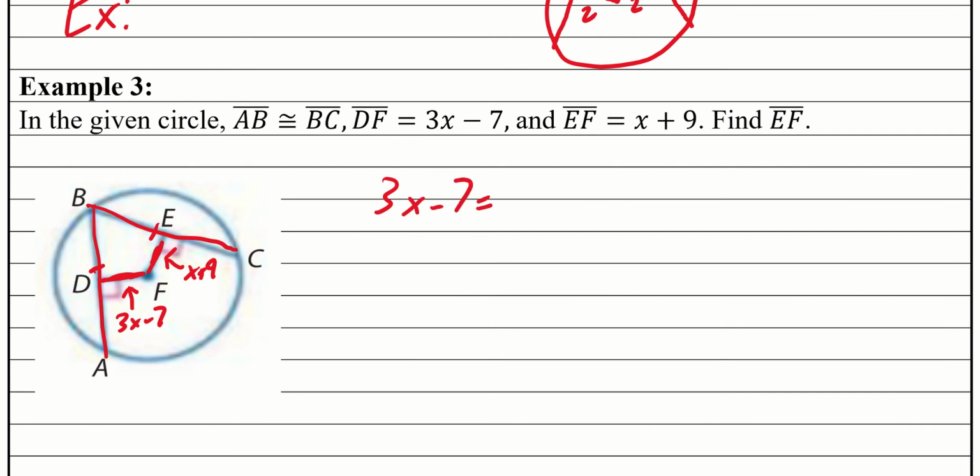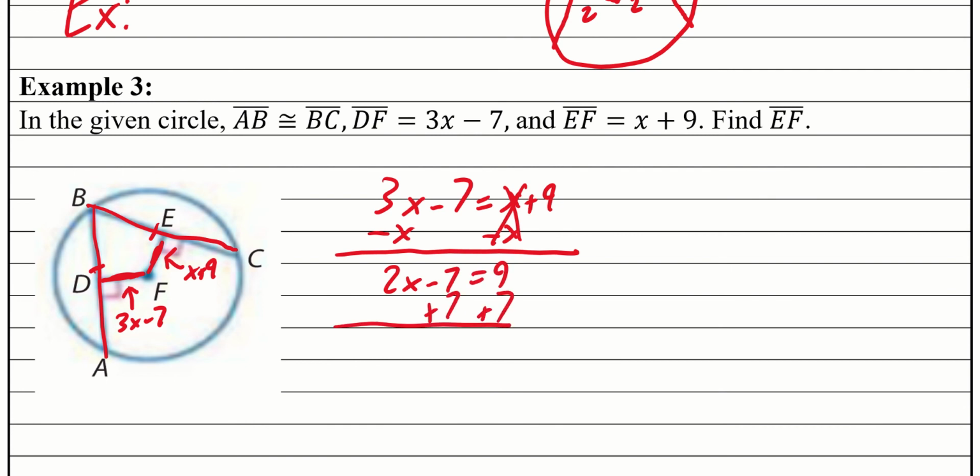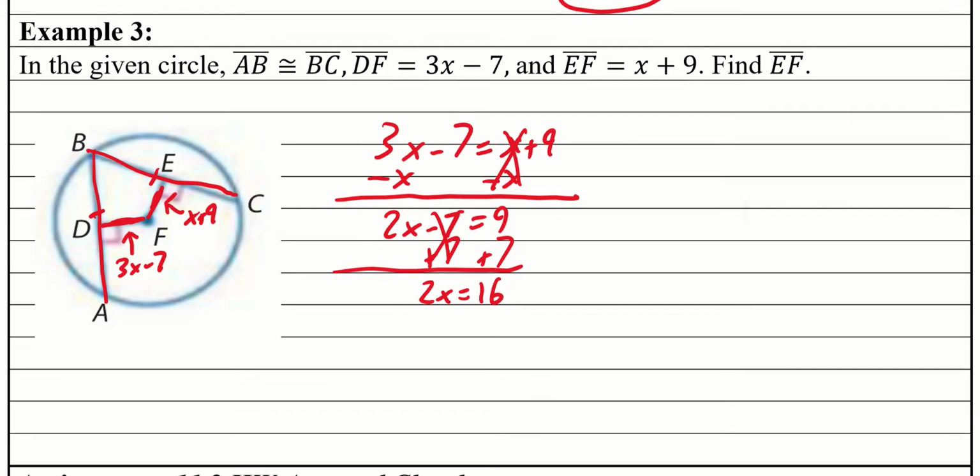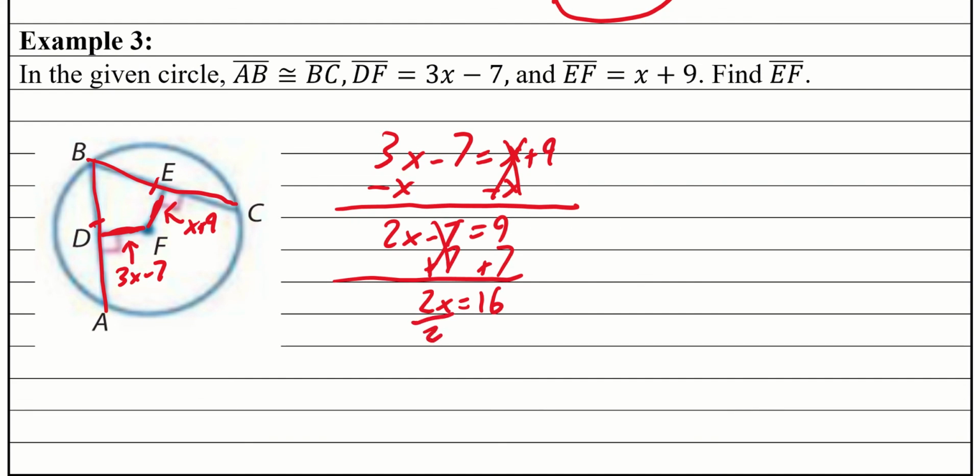3x minus 7 equals x plus 9 here. And now, just simple algebra, let's solve. So subtract x from both sides. These cancel. I get 2x minus 7 equals 9. Next step, add 7 to both sides so that these cancel. I'm left with 2x here, and then 9 plus 7 is just 16. And then last step here, divide by 2, and I get x equals 8.